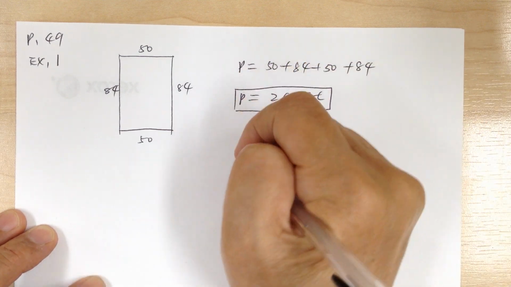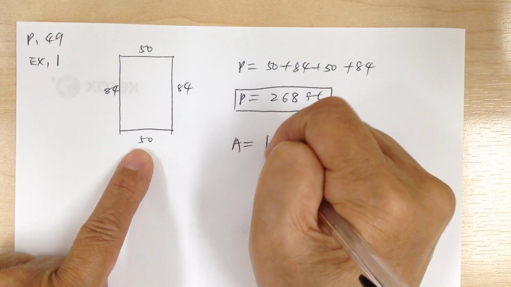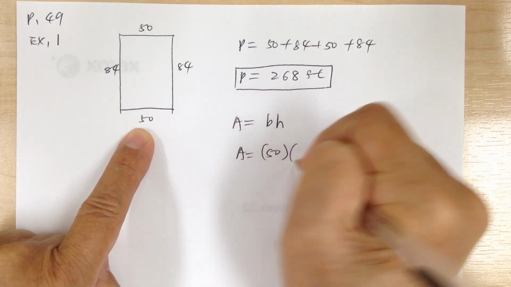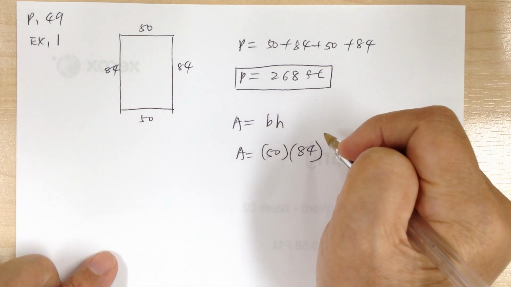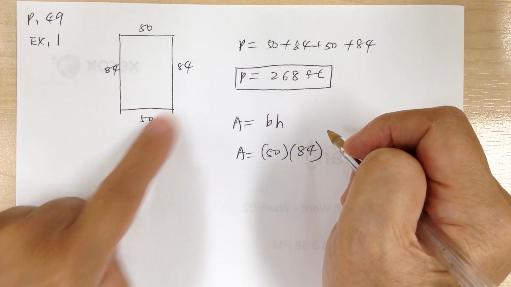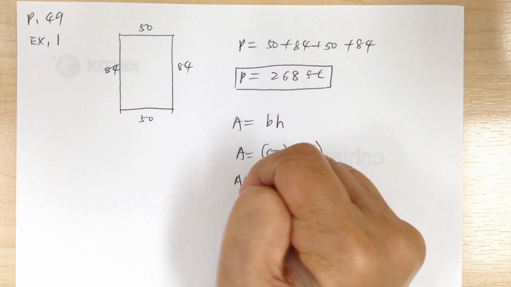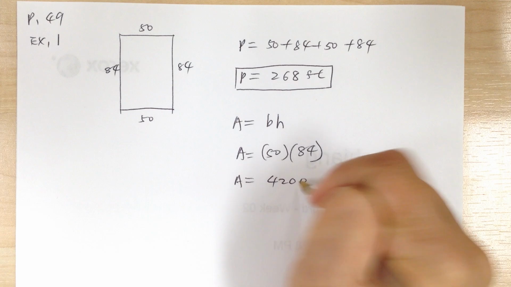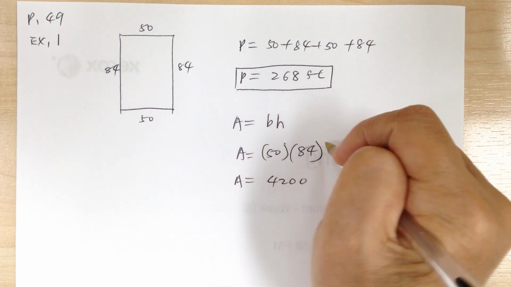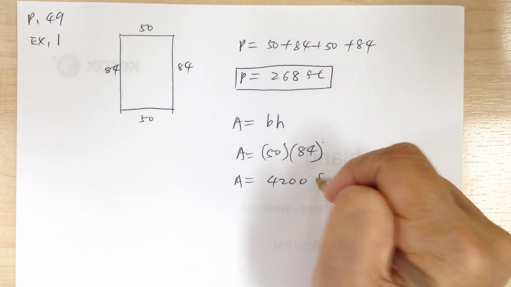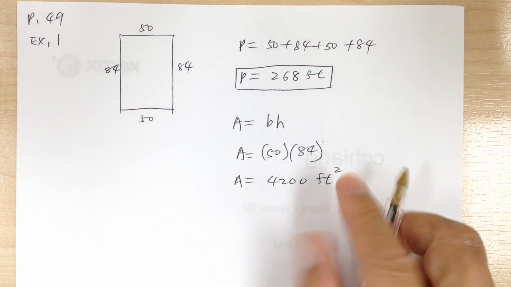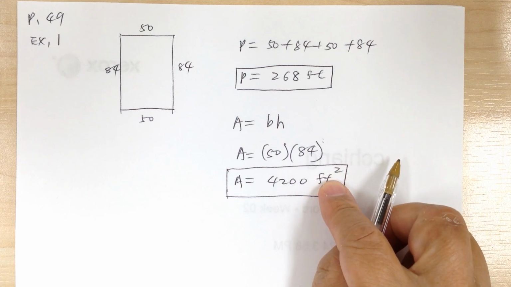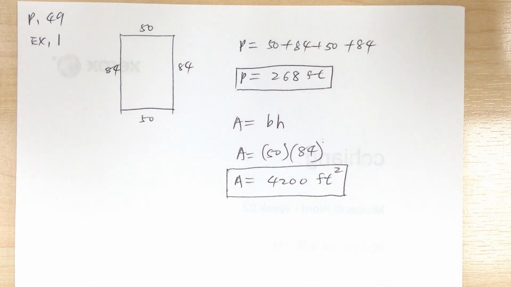Now the area will equal base times height. So area will equal 50 times 84. I don't like to use the length and width, I like to use base times height, but they're the same concept. So you multiply, you get 4200. Because this is feet and this is feet, feet times feet will give you feet squared. So you got to know your label. So area is square feet, whereas the length is just feet, okay?